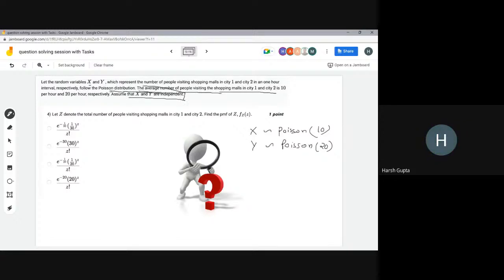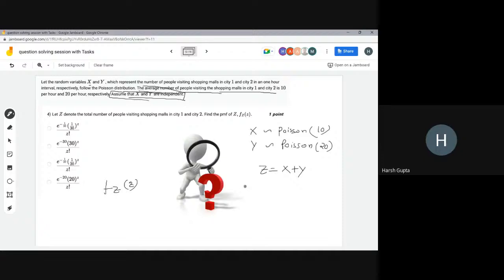Okay, this is the information useful for us, right? x and y are independent, and z denotes the total number of people visiting shopping malls in city 1 and 2. So z is again x plus y, right? Find the PMF of z, or you can say f_Z(z). How to approach this? So z will be a Poisson distribution with lambda 1 plus lambda 2, as the professor told. That is the property when x and y are independent.